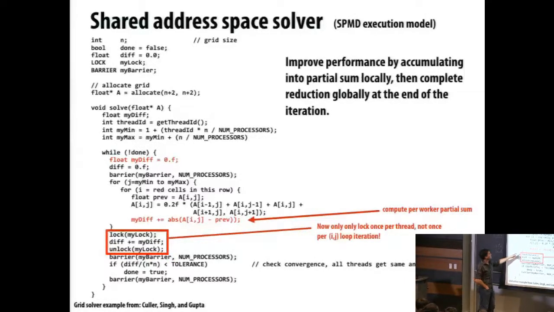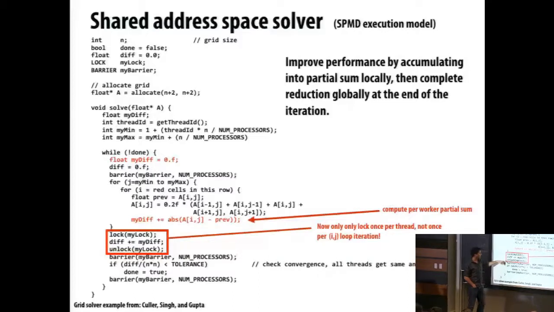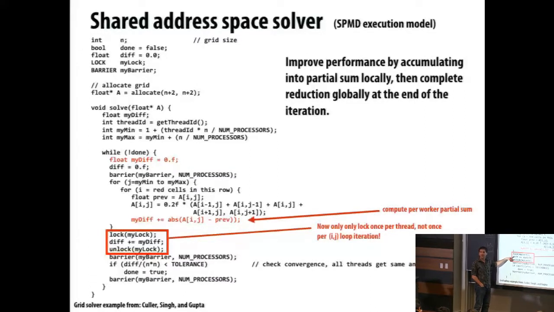slide. So notice that now every thread has a local variable, my diff, that is accumulated into without a lock, and then using the lock, we only perform a few updates into the final global value. We perform one update per thread. So why is there no need for a lock here in this example?